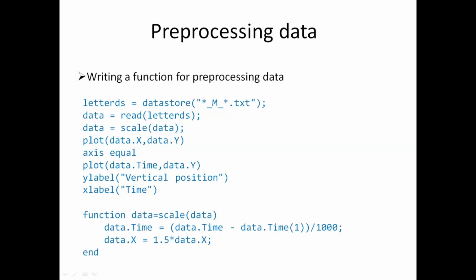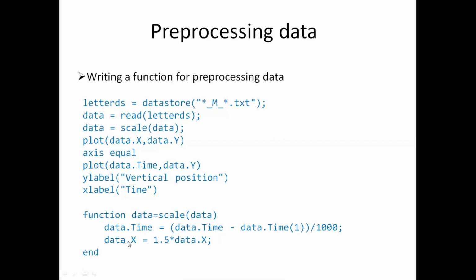The name of the function here is scale. The input data that I am passing to the function is the variable named data, and the output of the function I am again storing in the variable named data. What I perform inside this function is, first, I correct the time values by subtracting the first instant of time, that is data.time(1), from the time variable, so that the time axis will start from 0. This division by 1000 is because the time is in milliseconds.